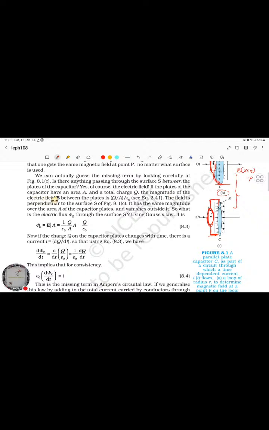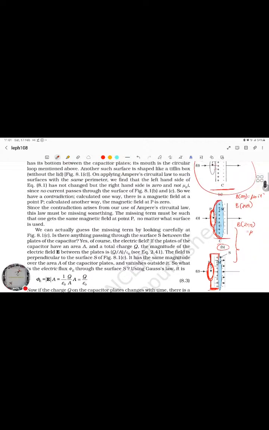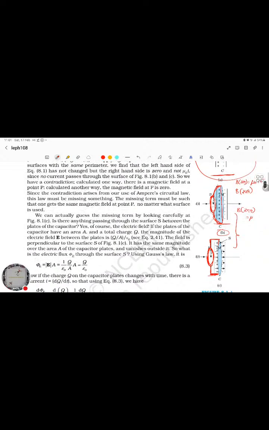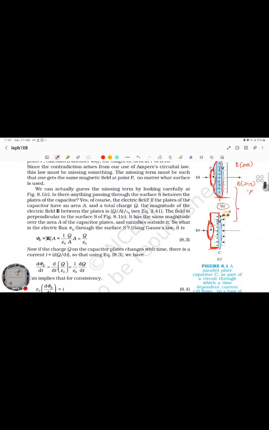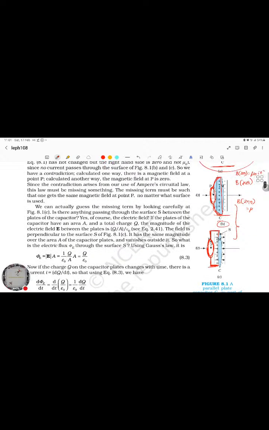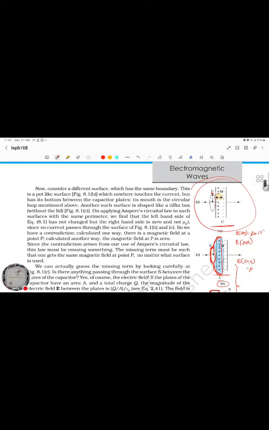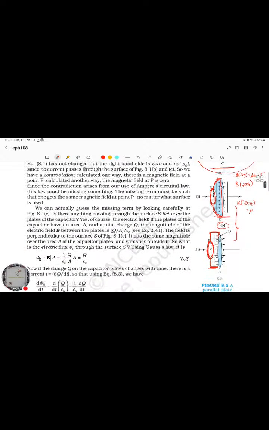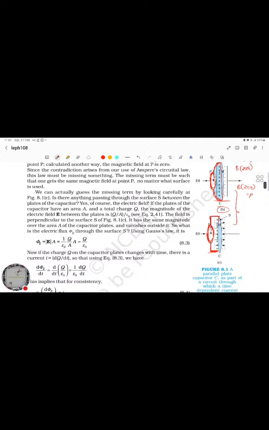So if the plates of the capacitor have an area A and a total charge of Q, the magnitude of electric field E between the plates is sigma by epsilon naught, which is equal to Q by A epsilon naught அப்படின்றத சொல்ல வராங்க. ஸோ in the particular cases we have enclosed the electric field in the Ampere surfaces B and C, whereas in case of the first one we have not included the plate. plate வந்து நம்ம include பண்ணல first surfaceல.